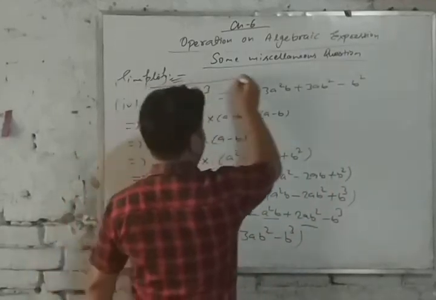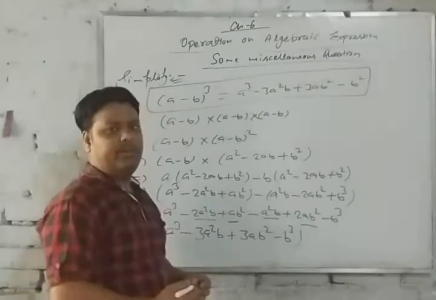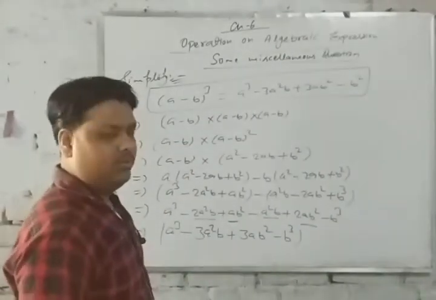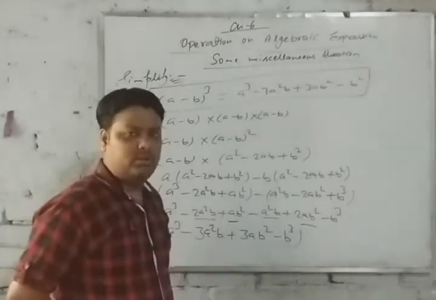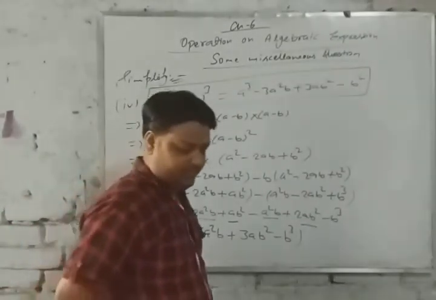So this is another identity. If you solve (a minus b) to the power 3, then you will get this identity. Okay. I hope that you all have understood. Let's solve one more question to get one more identity.